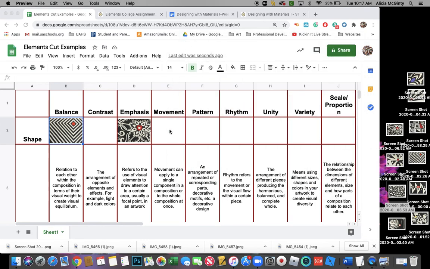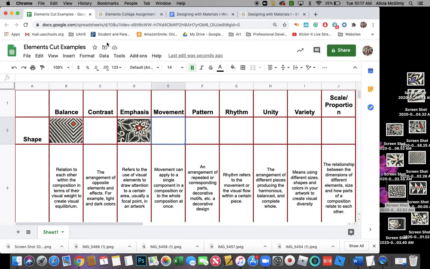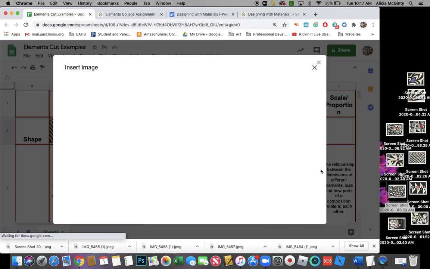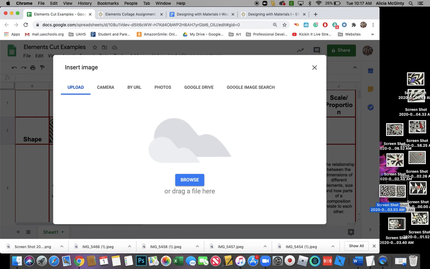So I'm going to put it into my movement. And then I'm going to go into Insert, Image, into Cell. So we're going to put that there.